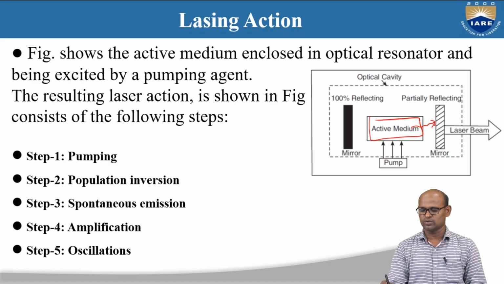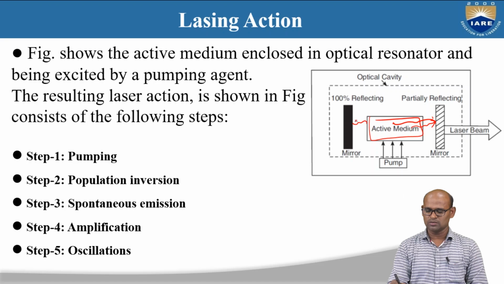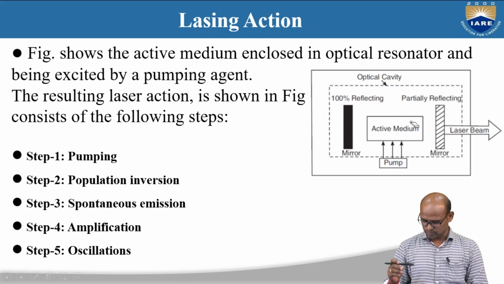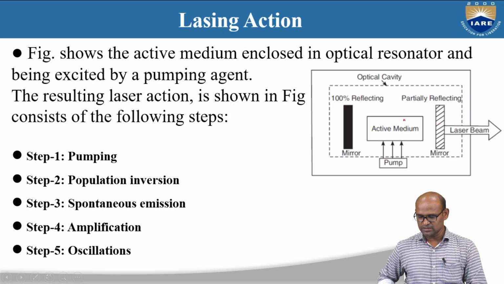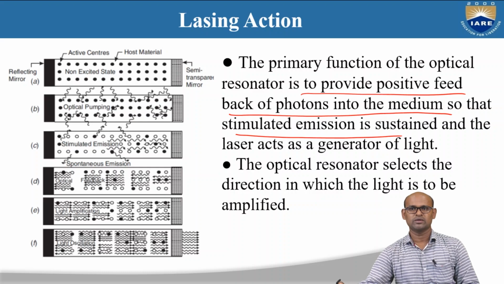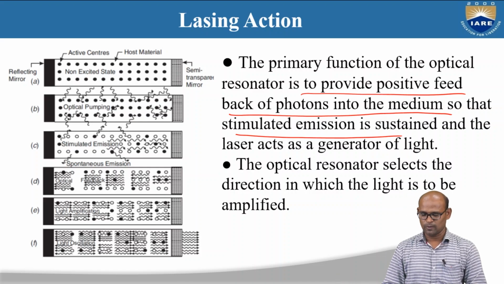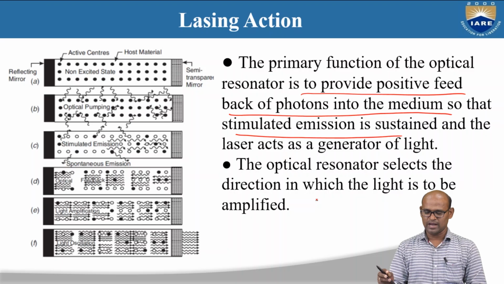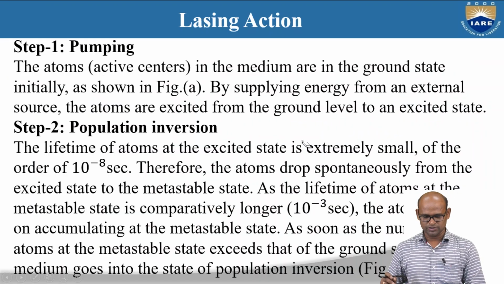this active medium, whenever a photon is emitted, it is going to come to this mirror. This mirror is going to reflect it. If a photon goes backside, then the back mirror, which is a 100% reflecting mirror, is also going to send the photons back. So the optical resonator basically provides positive feedback of photons. That means these mirrors reflect the photons into the medium so that these photons are used to achieve stimulated emission, and hence once there is stimulated emission, we get coherent photons and the intensity will increase. We will get laser light as output. So the optical resonator selects the direction in which the light is to be amplified. This is the primary function of the optical resonator.